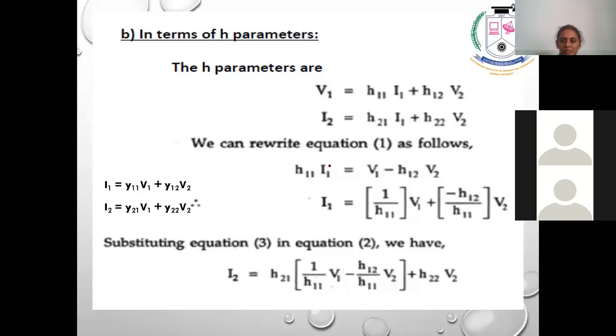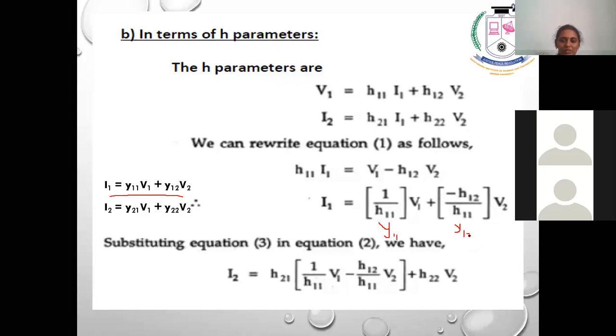So rewriting equation one, H11 I1 is equal to V1 minus H12 V2. Rearranging the equation, I1 is equal to 1 by H11 V1 minus H12 by H11 into V2. Now compare this with the first equation of the Y parameter. So this is going to be the value for Y11: Y11 is equal to 1 by H11. And the coefficient of V2 is going to be the value for Y12.